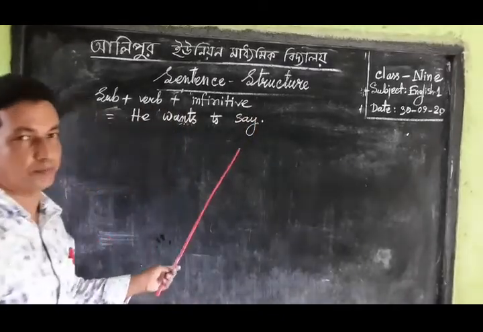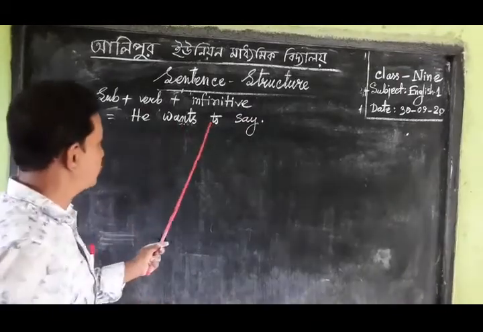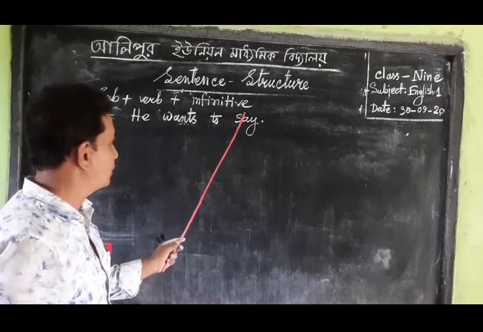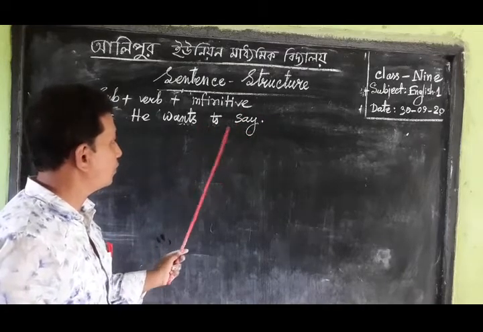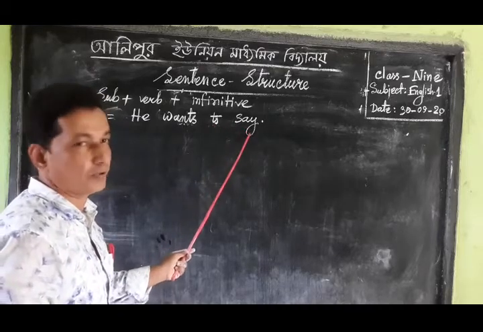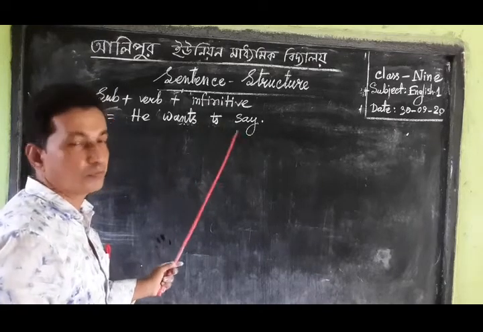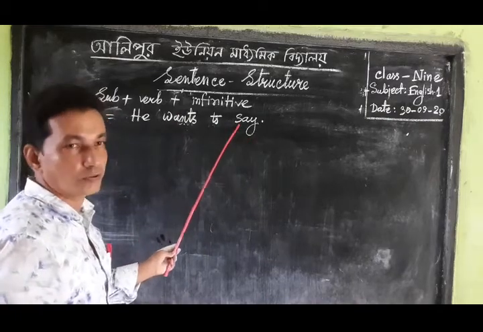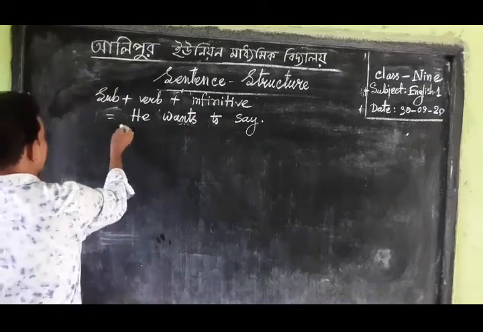He wants to say. He is the subject, wants is the verb, and to say is the infinitive. Okay, dear learners, to say is called an infinitive because it is not a finite verb. It is a non-finite verb, and it helps the finite verb to fulfill the meaning of the sentence. So to say is an infinitive. Next structure.